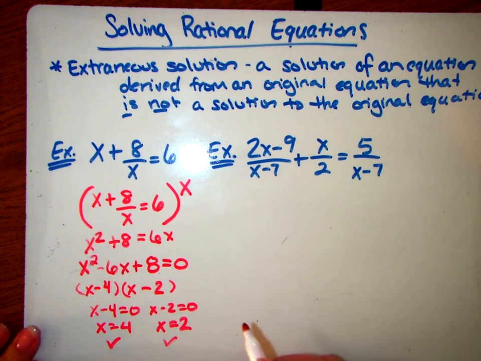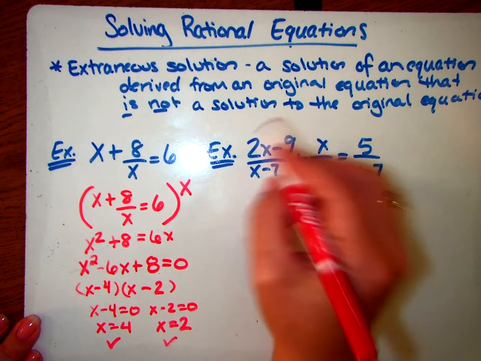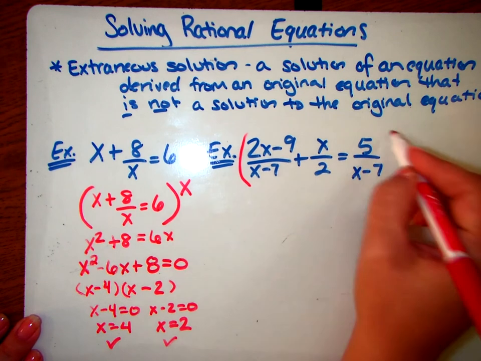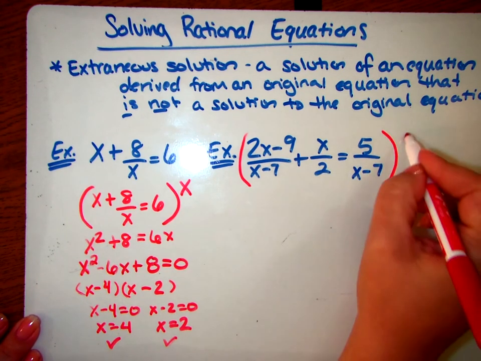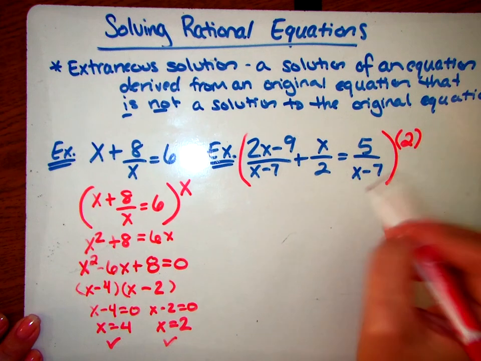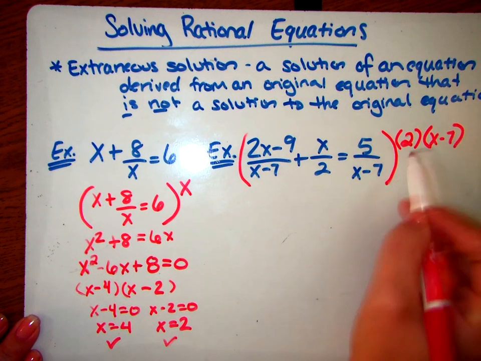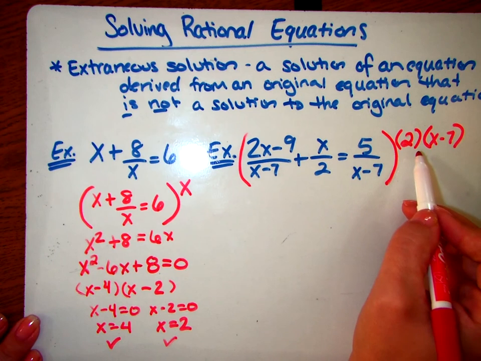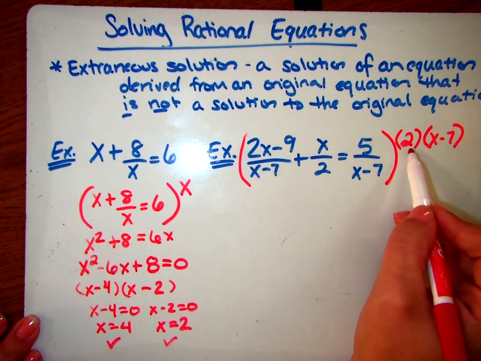Now, we're going to do the same concept, but our problems are going to get larger. For this one, I'm going to multiply the entire equation by what I see in my denominators. I see a 2 and I see an x minus 7. So I'm not going to combine those, and I'm not going to distribute the 2. I'm going to leave them separate out here, and we are multiplying.